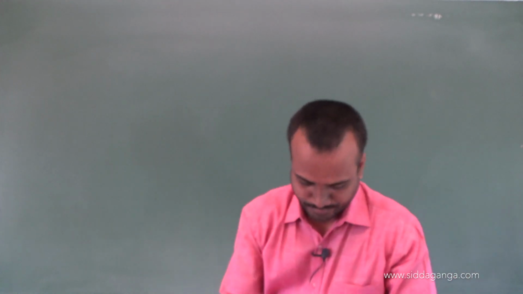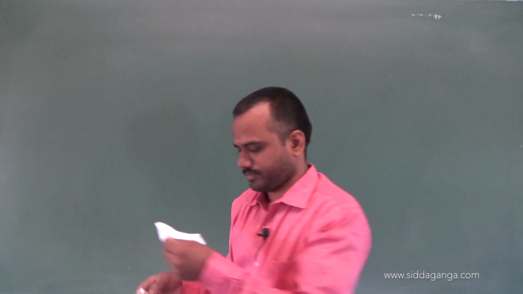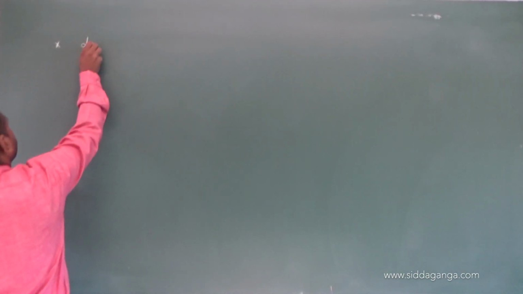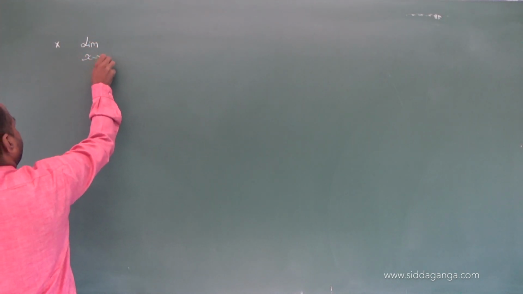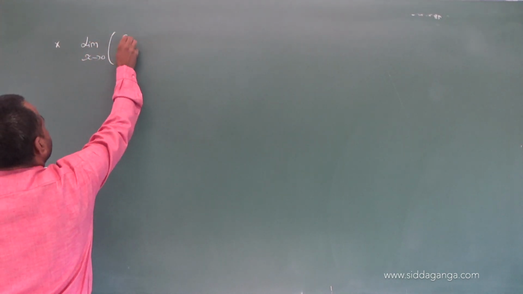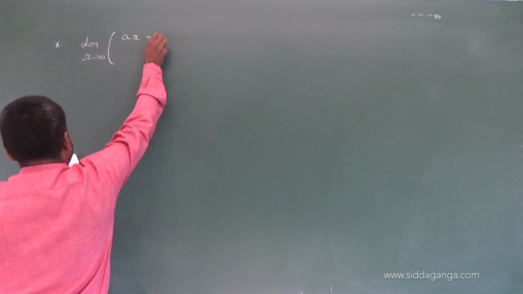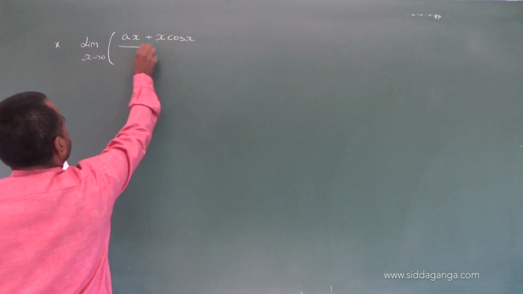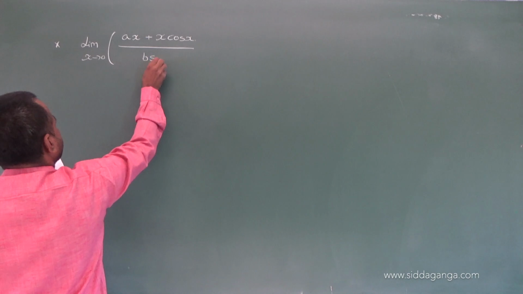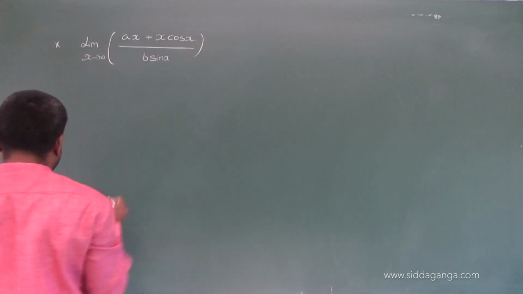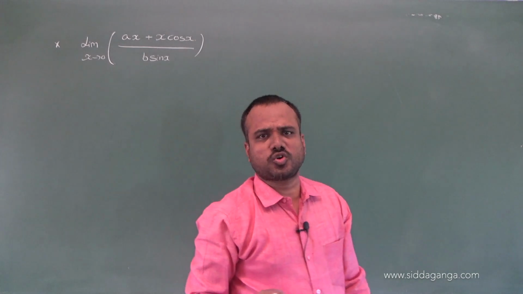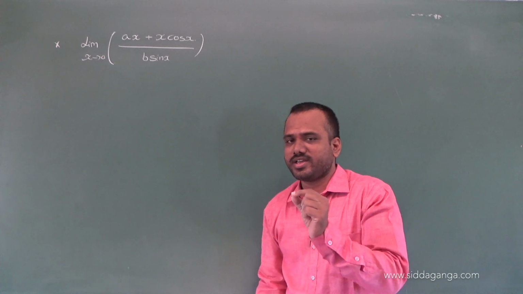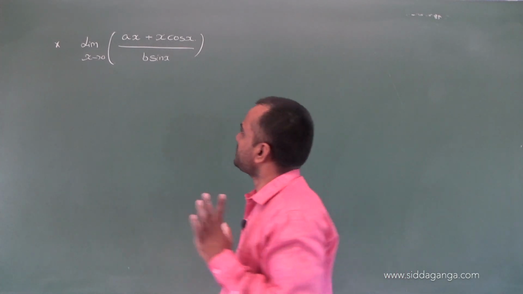Next problem. Next one. Limit x tends to 0, (ax plus x into cos x) divided by (b sin x). Sorry, it is not ax by x into cos x, it is ax plus x into cos x, by b sin x.